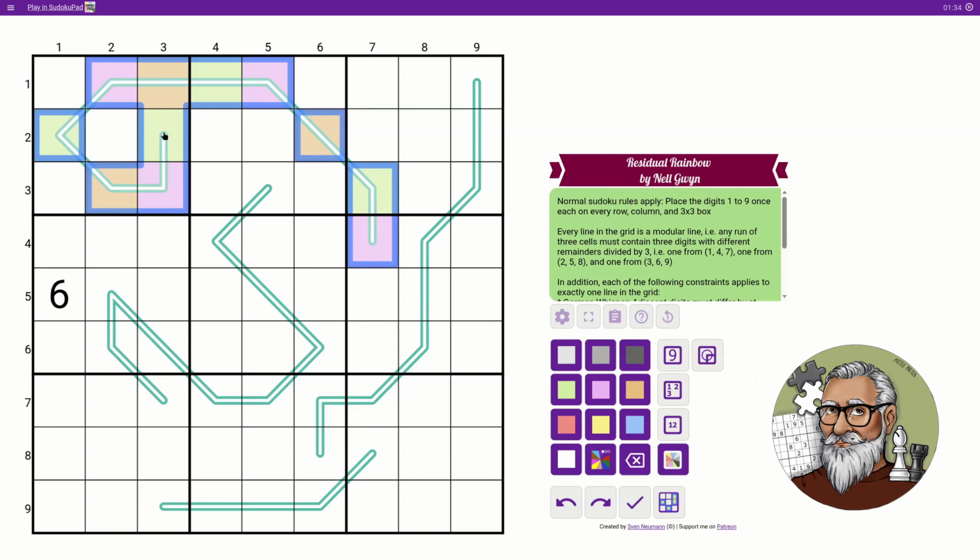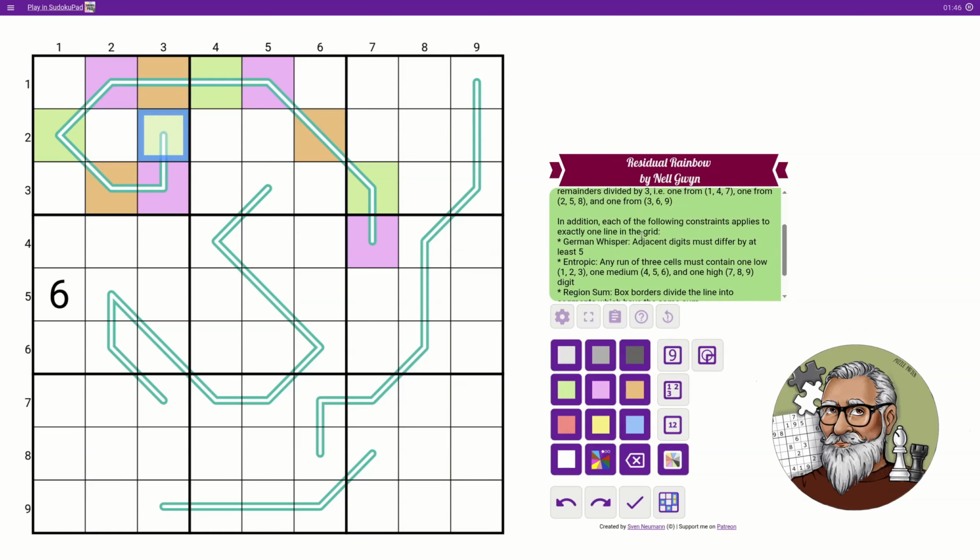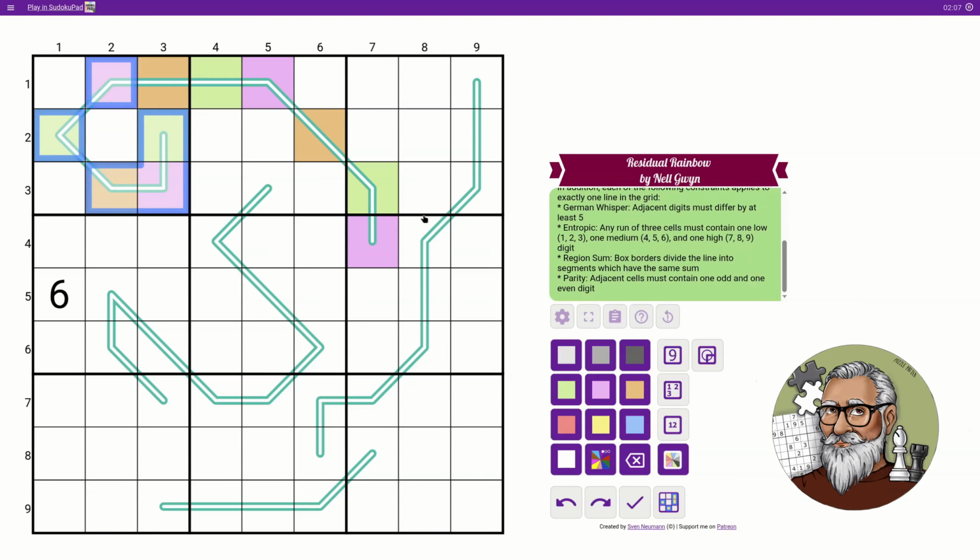Right. Now we have to understand, I guess, which of the others works where. So if we take this one in particular, could it be a German whispers line? I'm not sure why it couldn't. Right, well, this one isn't. All right, let's go through them one by one, because we're going to do that on all of them.